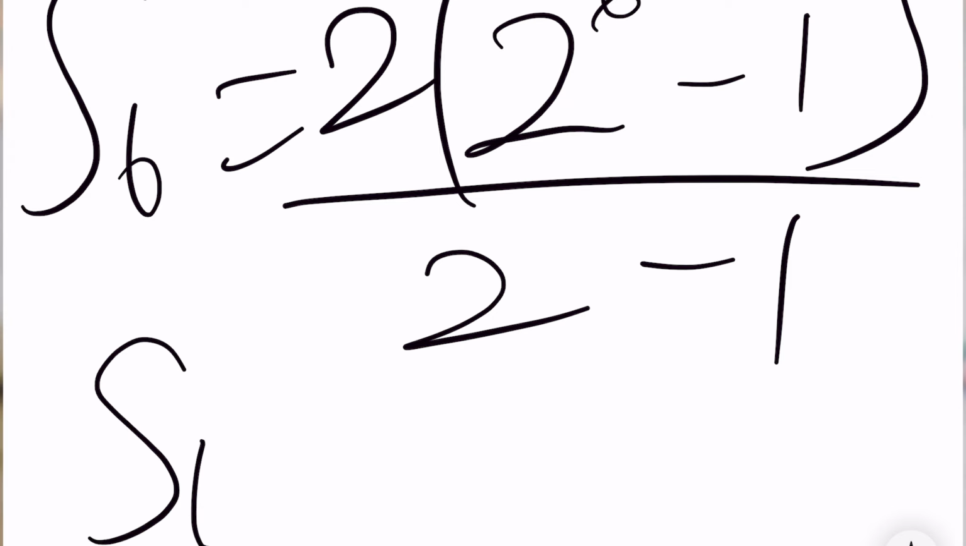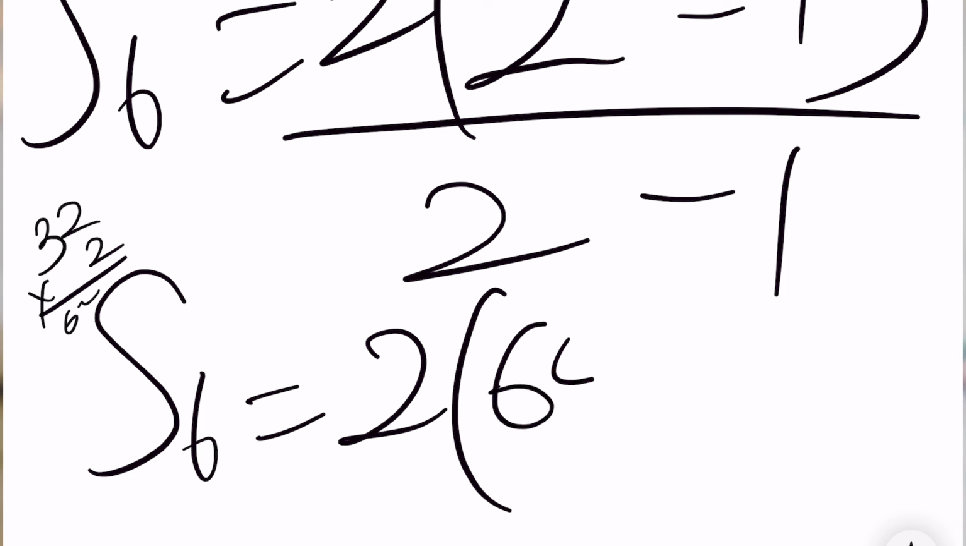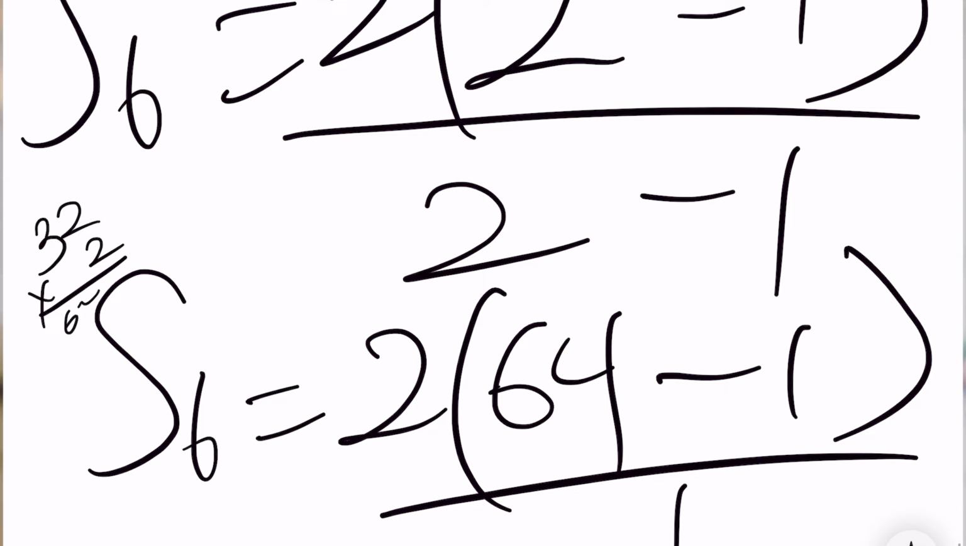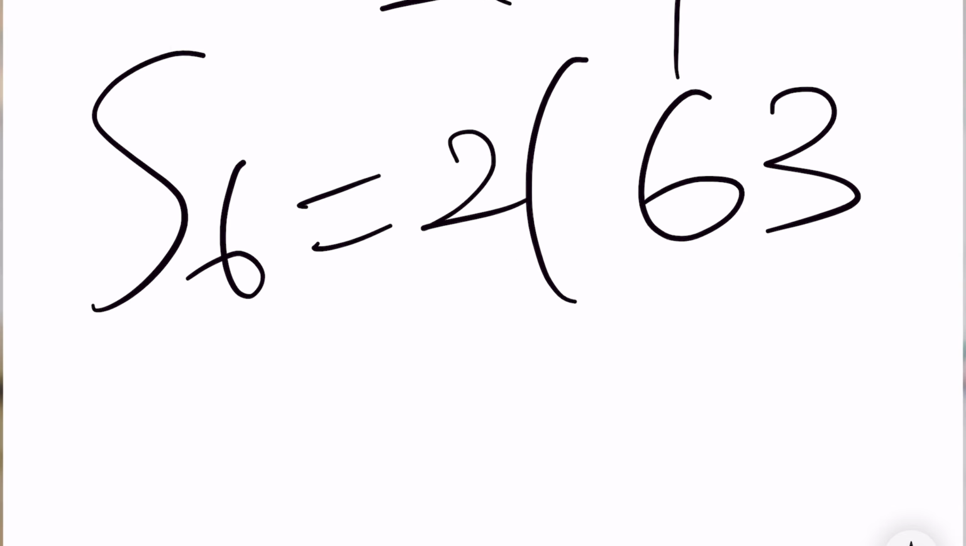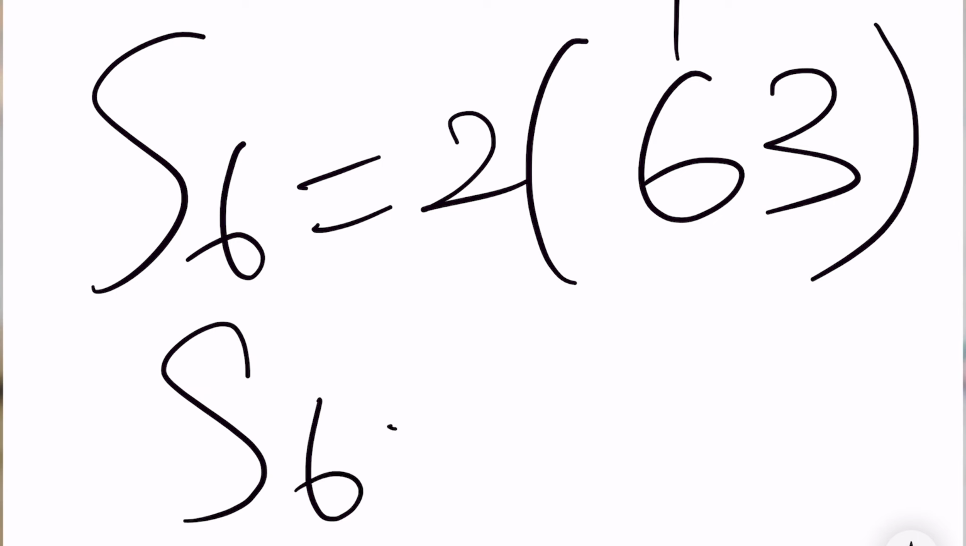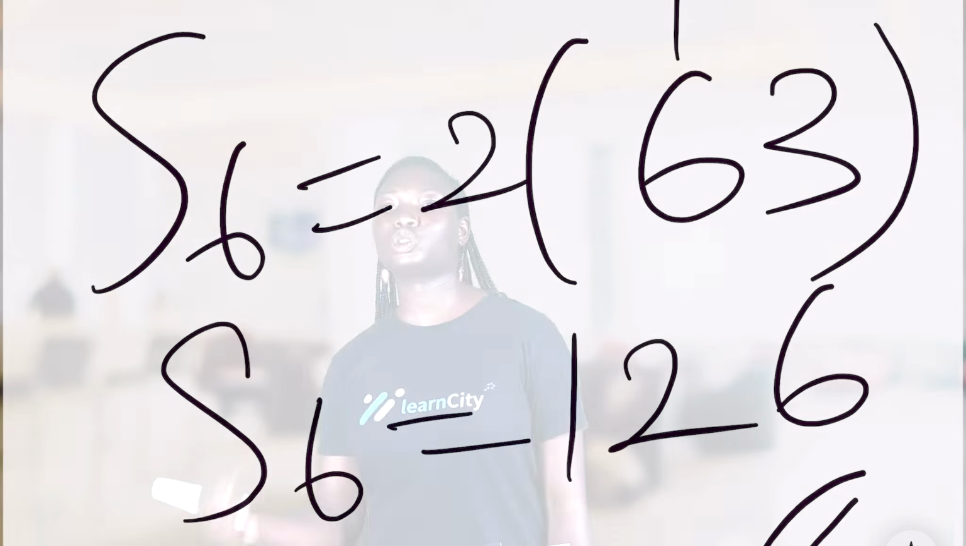Now we have S6 to be 2 into bracket 2 raised to power 6, which is 2 times 2 is 4, 4 times 2 is 8, 8 times 2 is 16, 16 times 2 is 32, 32 times 2 is 64. So we have 64 minus 1 over 1. So we have S6 to be 2 into bracket 63, which is 126. So our S6 here is 126.